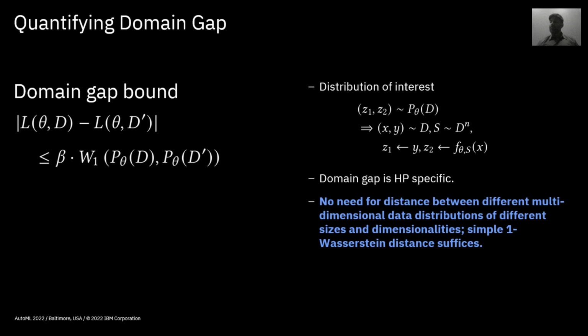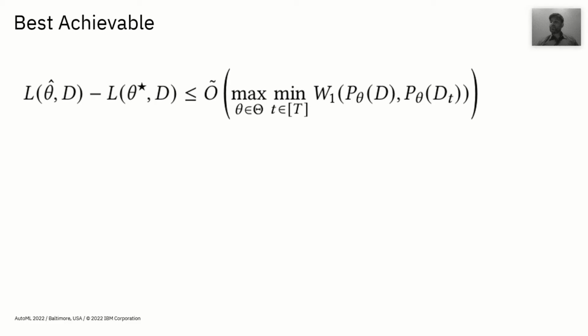There are a couple of important points regarding the domain gap bound. First, the domain gap is hyperparameter specific and can differ between hyperparameters. Second, we can bound the domain gap without requiring a definition of the distance between different multidimensional data distributions of different sizes and domains. A simple one Wasserstein distance suffices. Based on the domain gap bound, we see that the best achievable bound on the optimality gap is of the order of max over theta minimum over the per task one Wasserstein distance between P sub theta D and P sub theta dt.